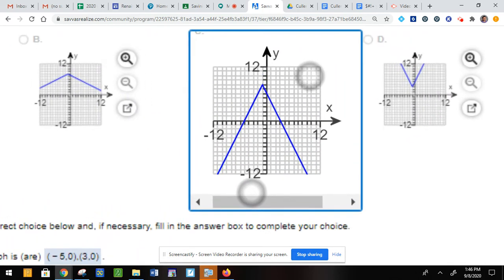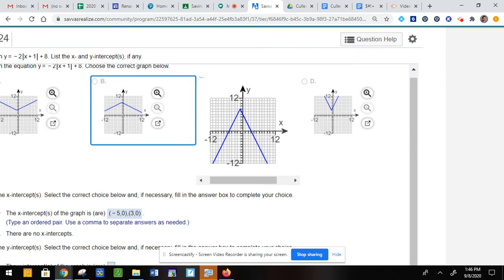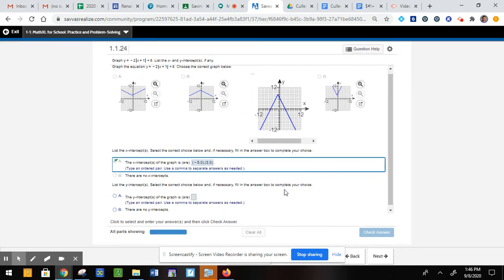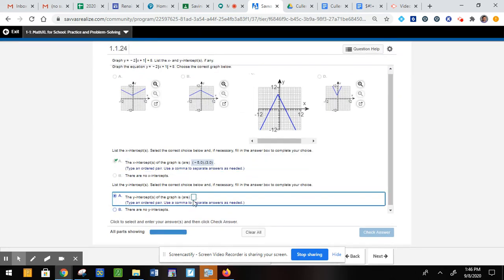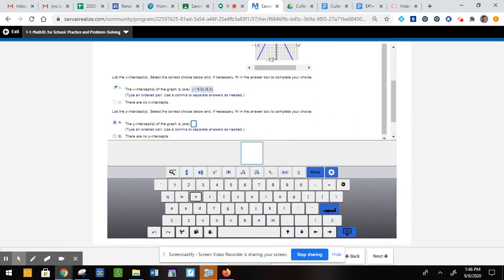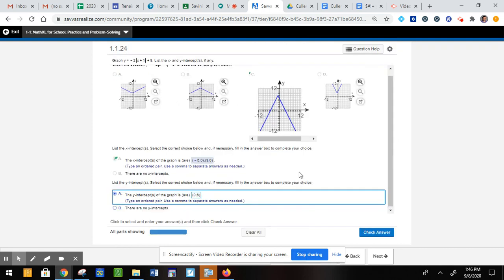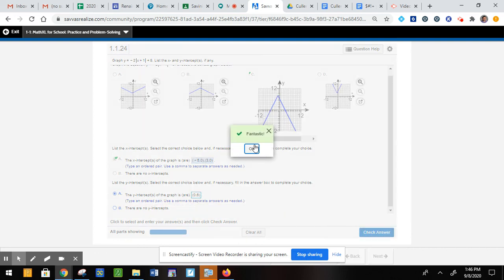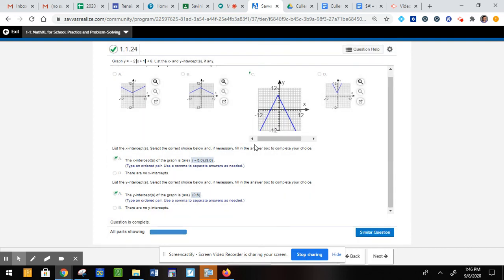So again, zoom in a little bit. It's crossing the y-axis here at 1, 2, 3, 4, 5, 6. So that ordered pair would be 0, 6. There's only one y-intercept, so I only need to type one of them in. So that would be the ordered pair 0, 6. If you just typed in 6 as opposed to the ordered pair 0, 6, it's going to mark it wrong. Okay. Let me know if you have other questions.